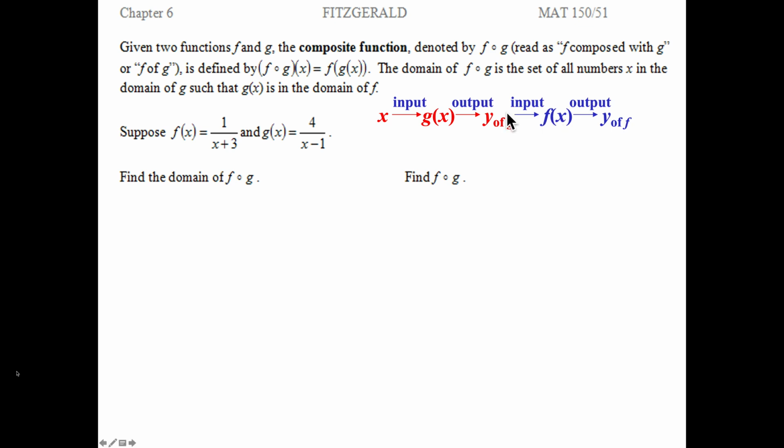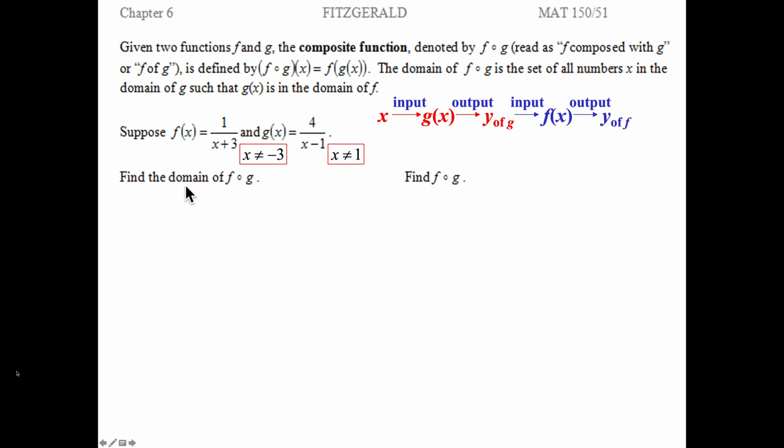Now, it's important to understand that with the domain of the g function being the inner one, you could have restrictions from the g function that have to go through to the f function. So I'm starting out with ugly functions right away. You've probably seen those ugly fractions before. If I had f of x equals 1 over x plus 3, I have a domain restriction. g of x equals 4 over x minus 1, there's a domain restriction. x can't be equal to 1.